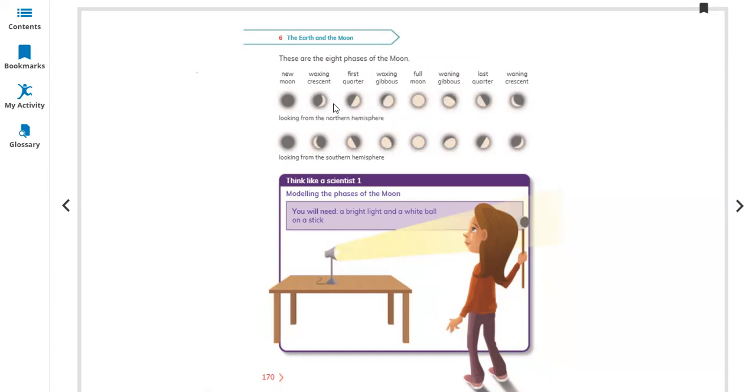So this is northern and this is southern. You can see northern and southern have a difference because they are on opposite sides.